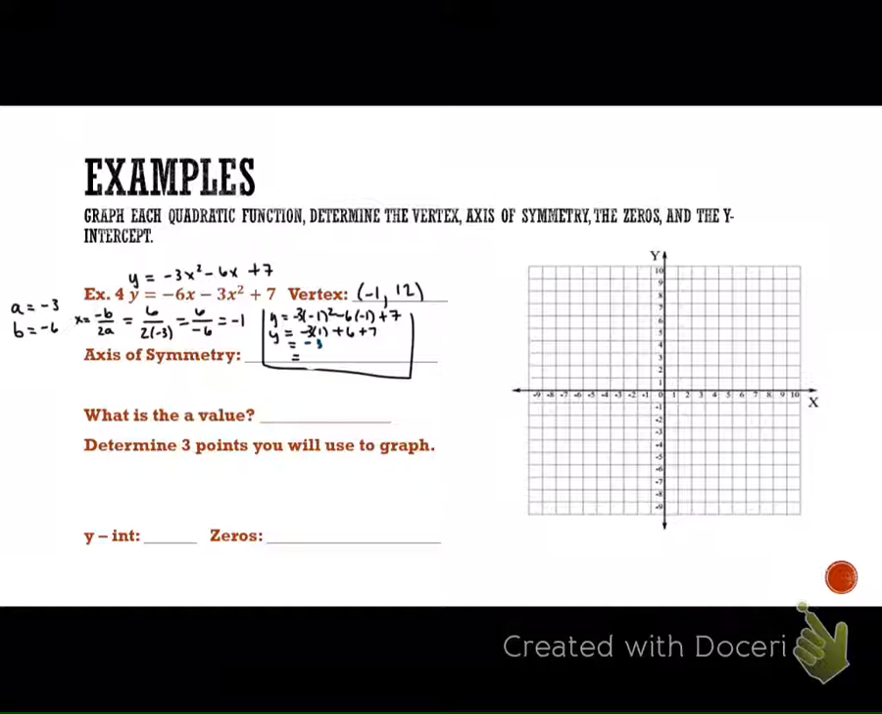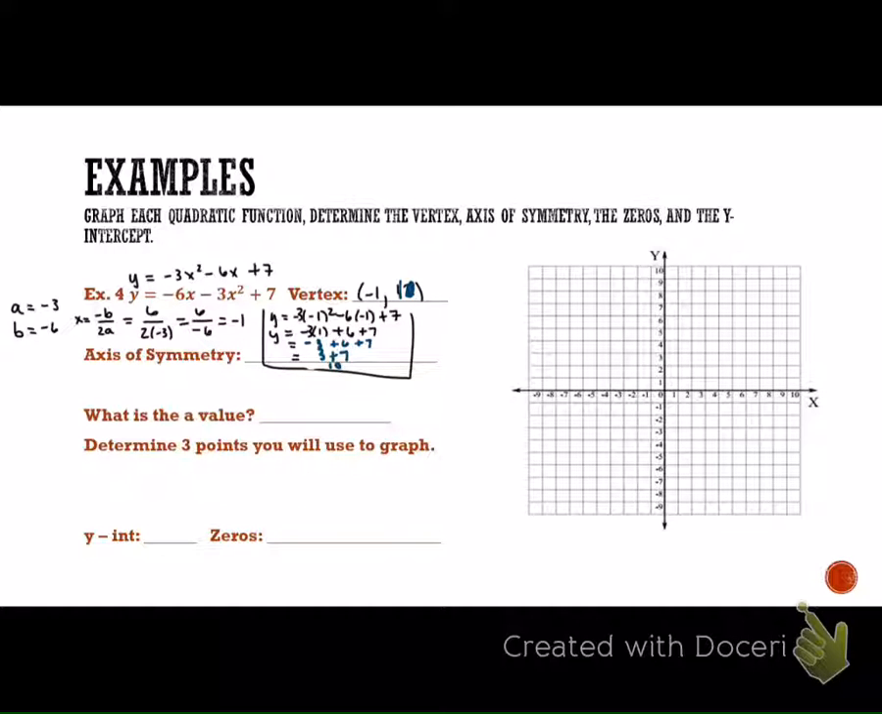So that'd be negative 3 plus 6 plus 7, right? So that's 3 plus 7, which is 10, right? There we go. So that's 10. Now we will be able to plot it.